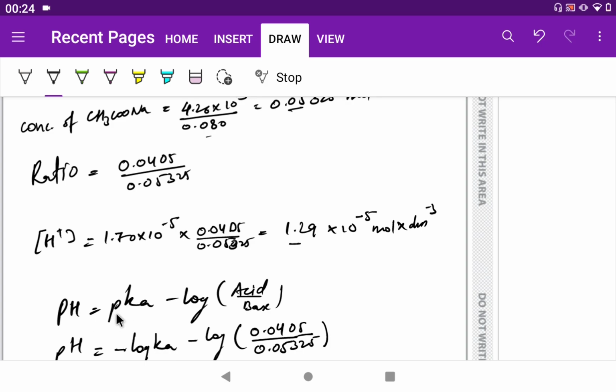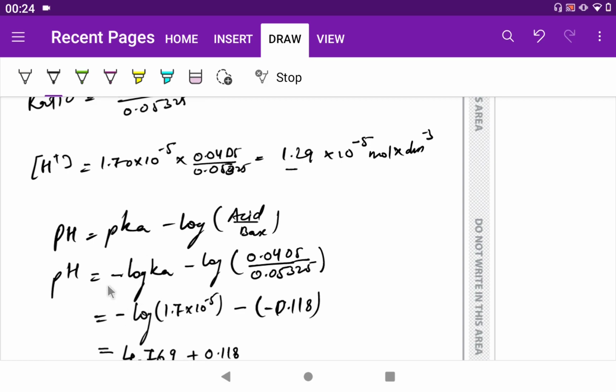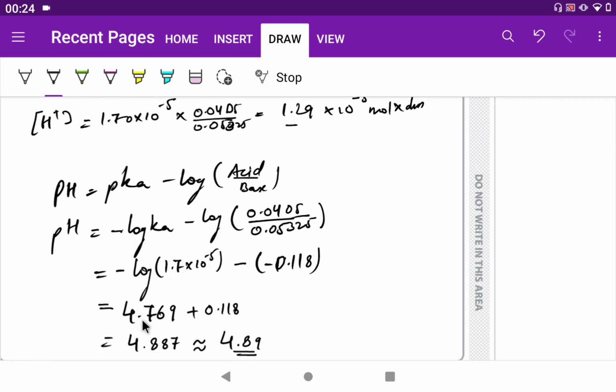So the pH formula is pKa minus log acid upon base. So pH is, and now this pKa can be written as minus log Ka, and minus log the ratio values here. So after calculation we get this as 4.769 and this as 0.118. So after calculation this is 4.887 and we can nearly take this as 4.89.